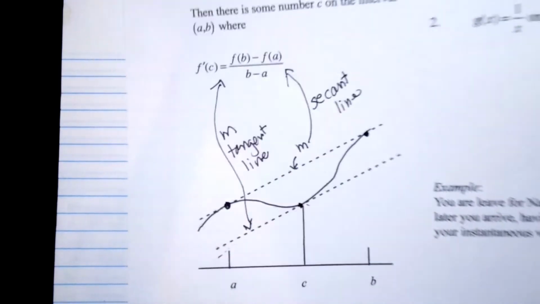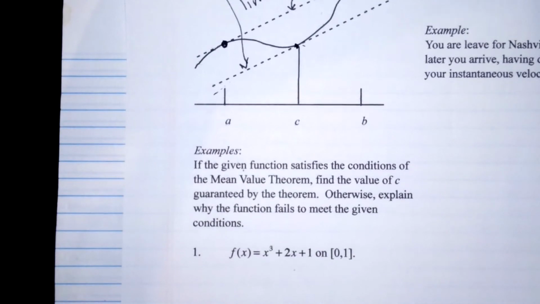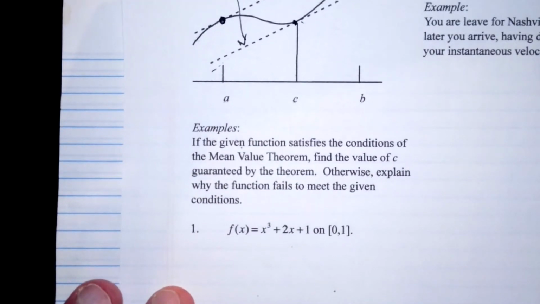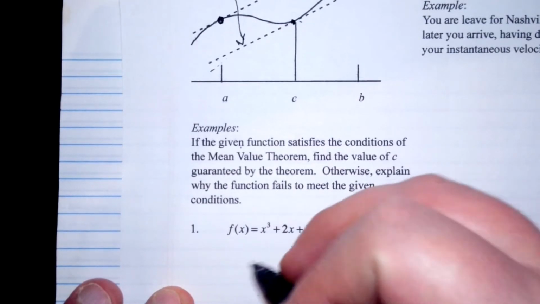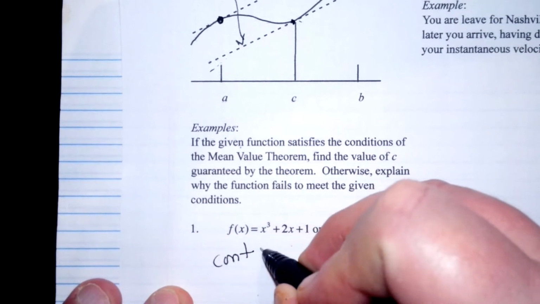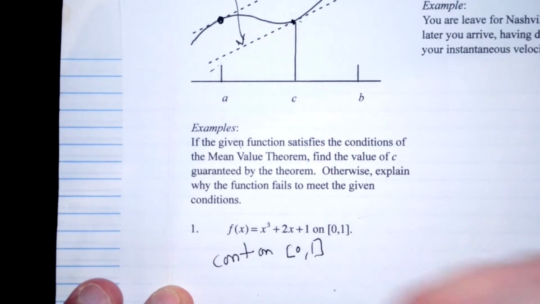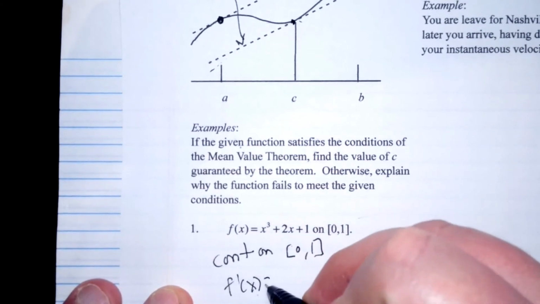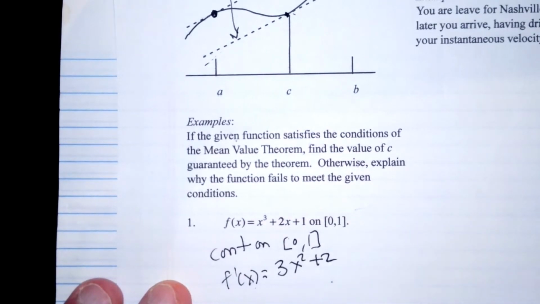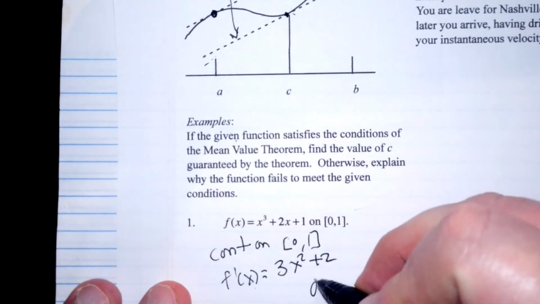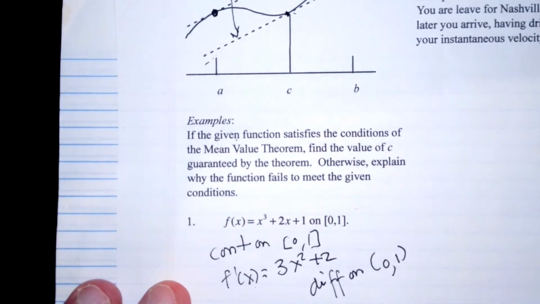Alright, so check this function to see whether the conditions of the mean value theorem are met, and if they are, find the value of c. So is the function continuous? Is it differentiable? It's a polynomial. It's continuous everywhere, so it's continuous on whatever interval it is, 0 to 1. Is it differentiable? Well, f prime of x looks like it's 3x squared plus 2. That's never undefined, so it's differentiable everywhere, but in particular it's differentiable on the open interval.